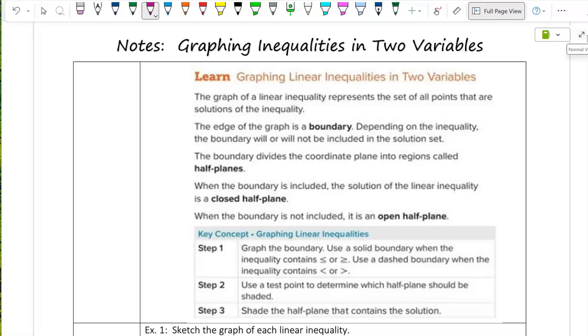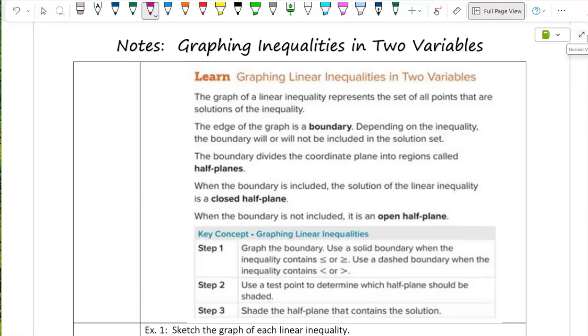All right, so graphing inequalities in two variables, very similar to what we were doing in the warm-up today. Obviously, there's going to be a few more steps. The graph of a linear inequality represents the set of all points that are solutions of the inequality. The edge of the graph is a boundary. Depending on the inequality, the boundary will or will not be included in the solution set. The boundary divides the coordinate plane into regions called half planes.